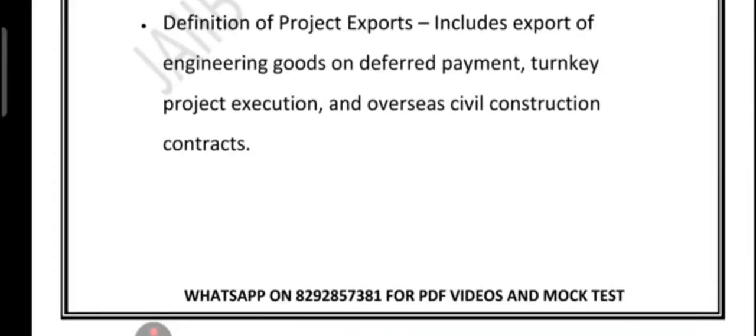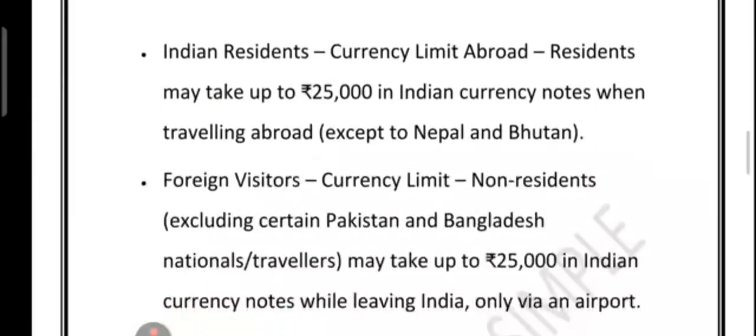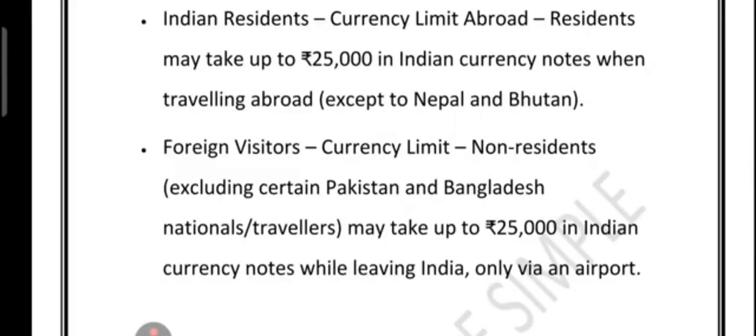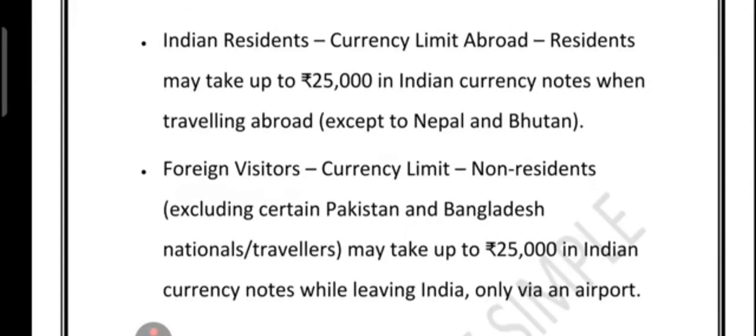Finally, we have something called project export. This simply means exporting engineering goods and services where payments are delayed, like turnkey project, big construction work abroad, or infrastructure building outside India. And finally, there is something called currency rules for traveler. Suppose you are an Indian resident, you can carry up to 25,000 rupees in Indian currency notes when traveling abroad, but not to Nepal and Bhutan. And yes, if you are a foreign visitor leaving India, you can also take up to 25,000 rupees in Indian notes, but only through an airport, with some restriction for traveler from Pakistan and Bangladesh.